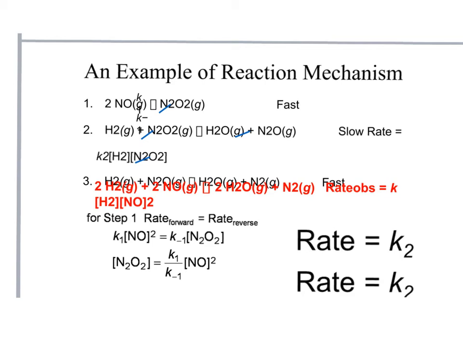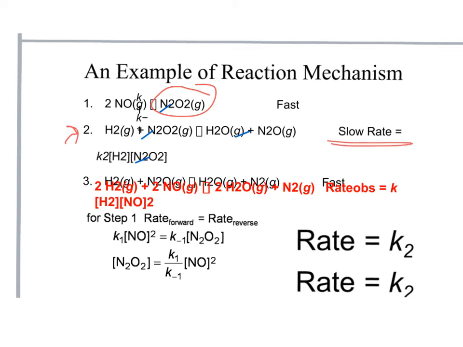How can the first step be rearranged so that you can find out from the second step how it correlates to the mechanism? And the reason you need to do that is because this N2O2, that's created in the first step, is part of the rate determining step.